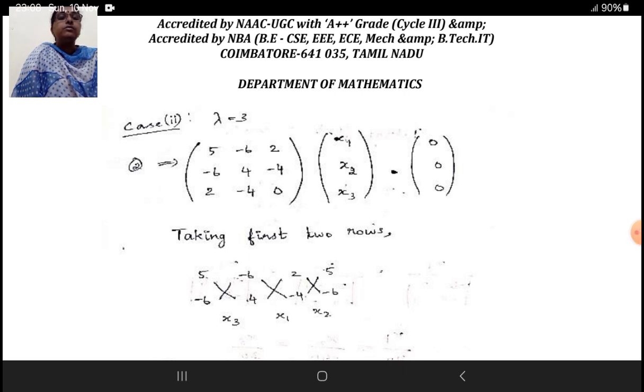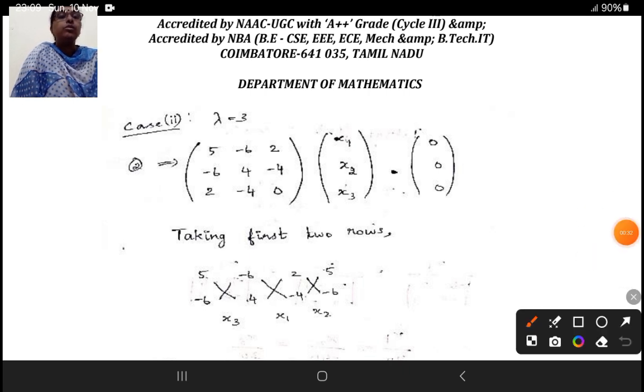Already we discussed the diagonalized matrix, where we got the lambda values from the given matrix: lambda equal to 0, 3 and 15. Up to case 1, that is lambda equal to 0, we derived. Next, in this video we are continuing with the lambda equal to 3 value.